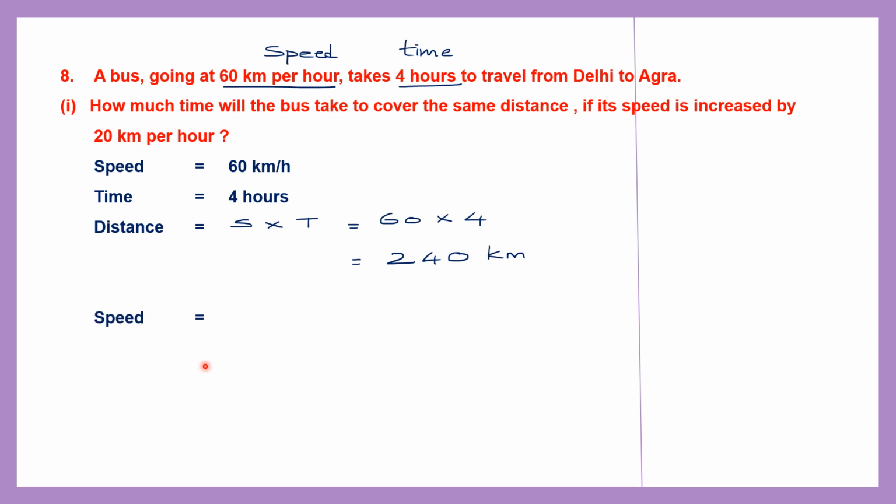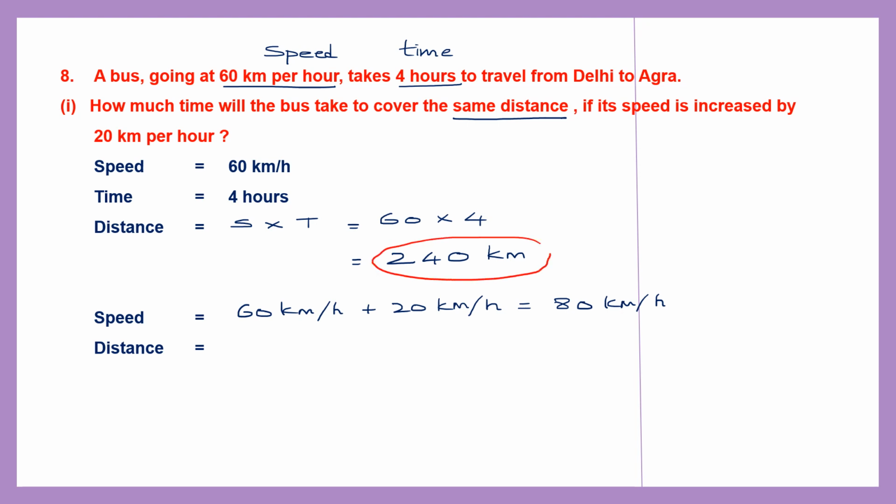So speed will now be 60 kilometers per hour, which is already given. Now they're saying increase it by 20 kilometers per hour. 60 plus 20, this will become 80 kilometers per hour. So now we know the speed. We also know the distance because it says same distance, and the distance we found out here is 240 kilometers. So this is 240 kilometers. Now we can find the time.